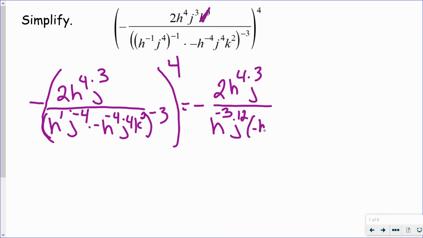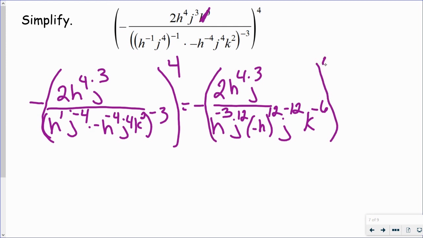Then negative h to the positive 12, j to the negative 12, and k to the negative 6. And this is still all to the power of 4. Okay, now I would do what I could do inside of the parentheses.